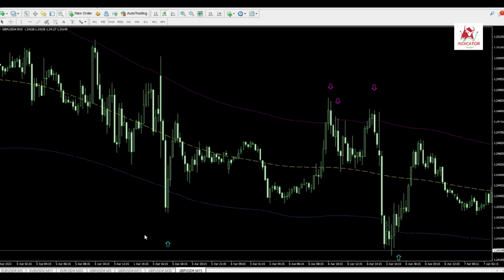Open a sell position when the following conditions are met. The pink arrow pointing down appears. Place a long order at the opening of the next bar. Place stop loss 10 pips above the previous low or setup bar. Exit the trade when the opposite arrow appears and the bar has closed.